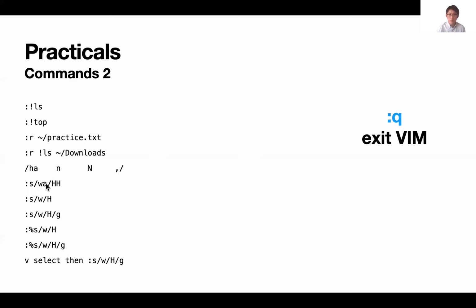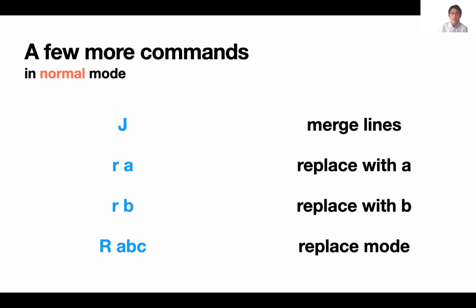So we could change WA into double H, capital H. But we also noticed that if you just do this, it will only change the first WA on the line, not every WA on the line. So to change everything, you have to put G for global, and we have to put a percent sign in front of the S in order to change every line. Yep, it was yesterday.